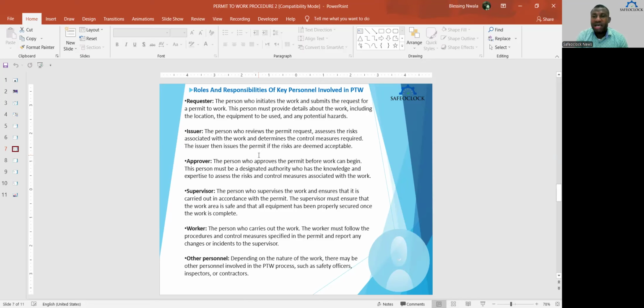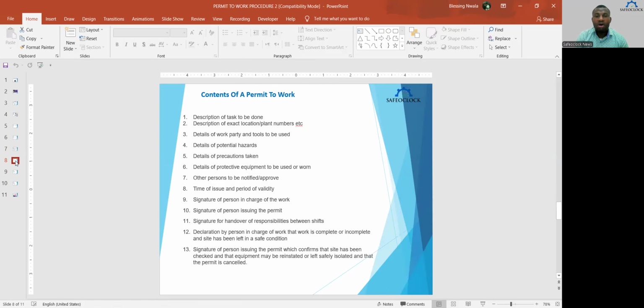Then other personnel, that is people that are working around the vicinity or people within the same environment that could be affected by that activity. These are the people that are referred to as other personnel. Most times they should also be aware of certain activities that could affect them, even though they are not directly involved in that activity.